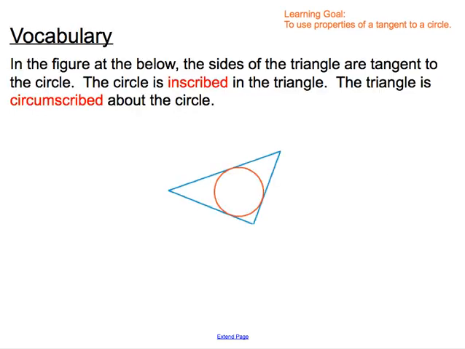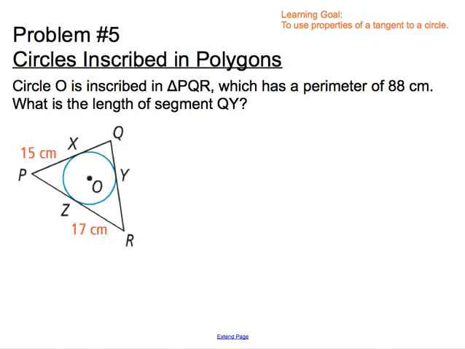So if you remember back, here we have a circle, and since it fits exactly inside this triangle, the triangle is said to be circumscribed about the circle. So this is an inscribed circle, and the triangle is circumscribed about the circle. Circle O is inscribed in triangle PQR, which has a perimeter of 88 centimeters. We're asked to find the length of segment QY.